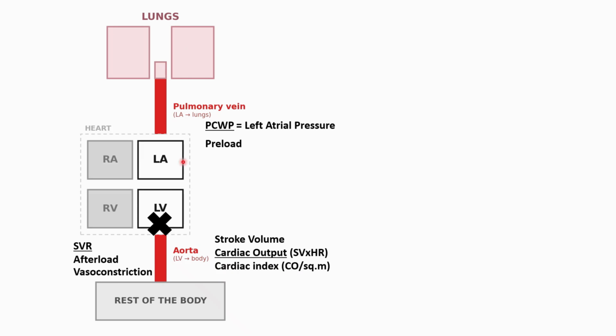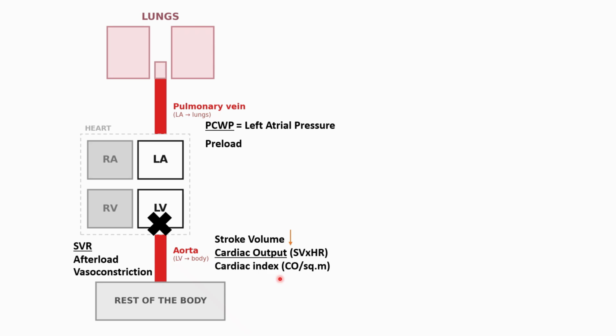And what happens upstream? If you built a dam here, what happens upstream? Water will start clogging behind. It will start building up in the left atrium, in the pulmonary vein. Pressure will start rising. So how does that translate in this case? In the case of left ventricular failure, how does it translate in case of blood?